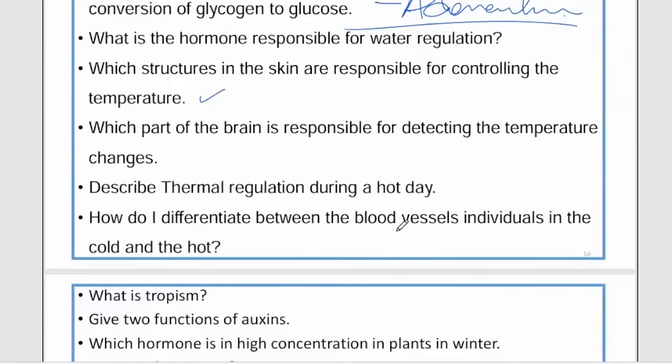On a hot day, the hypothalamus will send the impulse to the blood vessels of the skin. The blood vessels will dilate. More blood will flow near the skin. More heat is going to be lost. More blood is going to be sent to the sweat gland. The sweat gland becomes more active. More sweat is going to be produced. And then as it evaporates, it will lead to the cooling of the body.